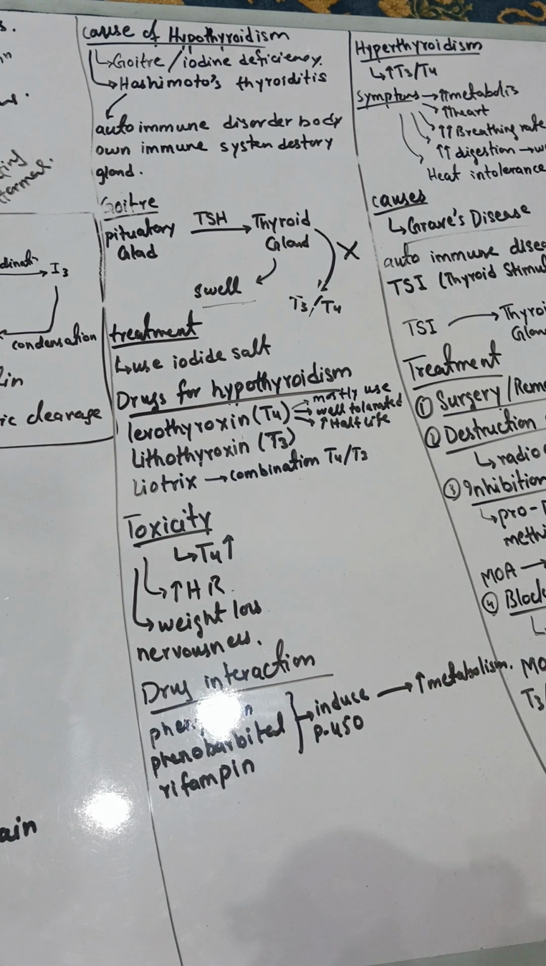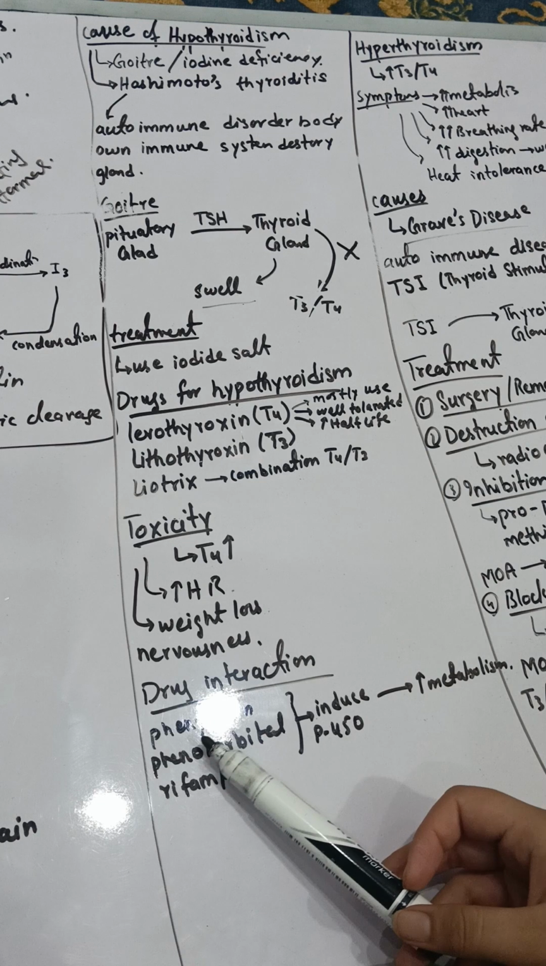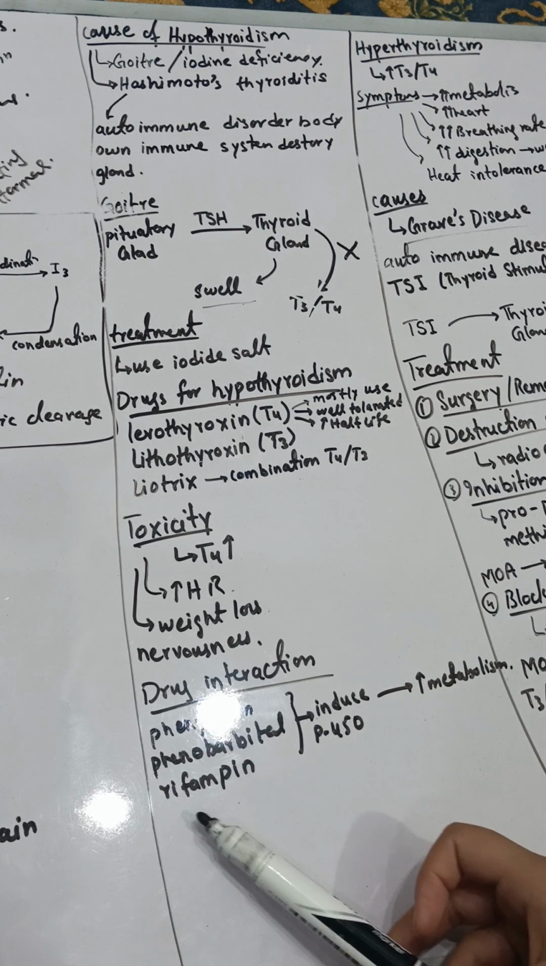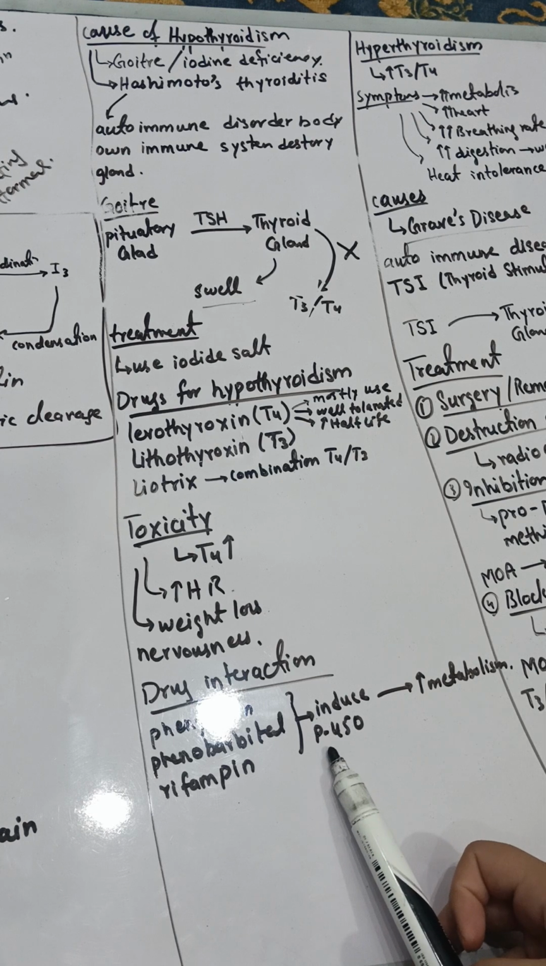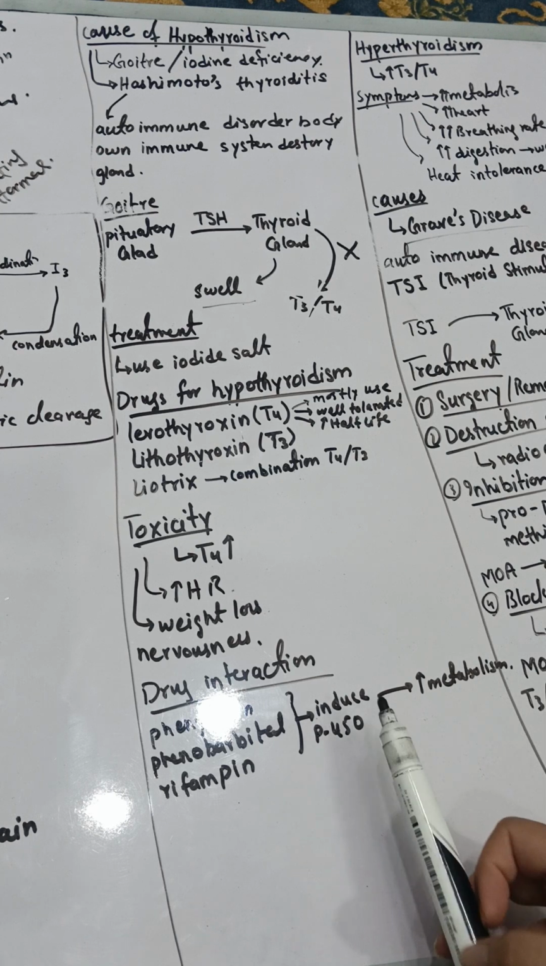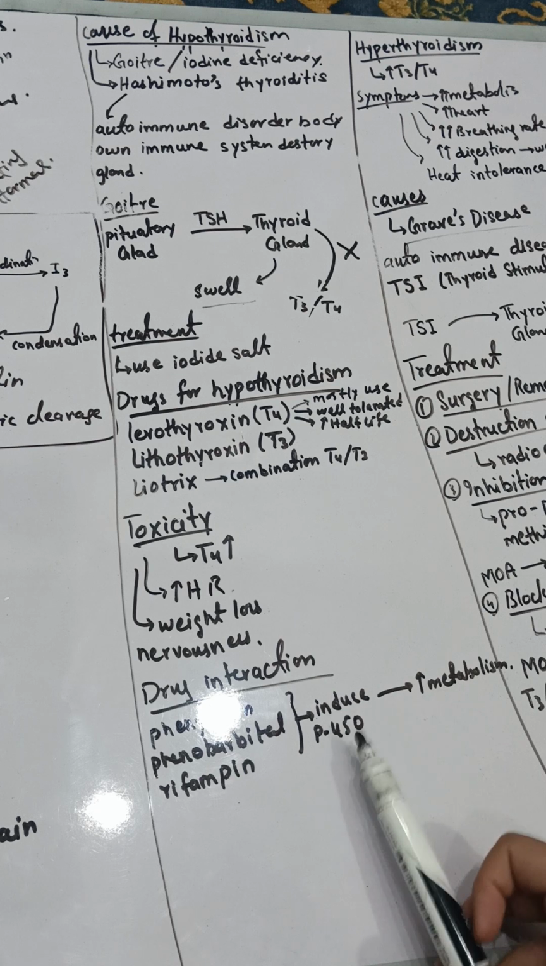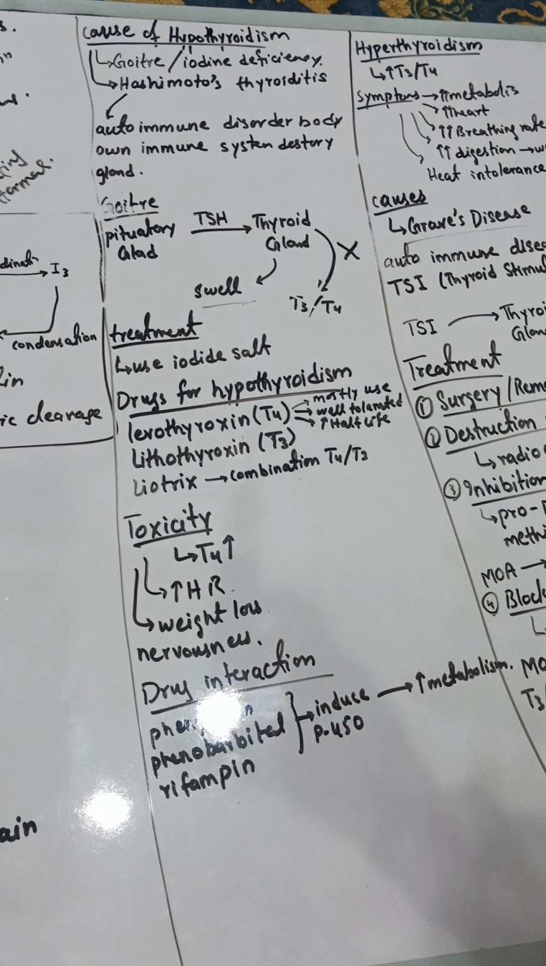The fat which is present in your body will decrease due to the high metabolism, and you will also feel some kind of nervousness, palpitations, meaning sweating over the whole body. So these kinds of side effects will happen. And it also has drug interactions with phenytoin, phenobarbital, and rifampicin. These are drugs which can induce the enzyme P450, and then they will increase the metabolism. So therefore they can interact with the hypothyroidism drugs and cause side effects.